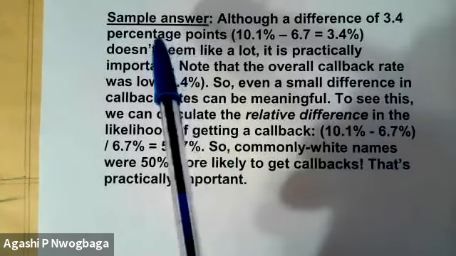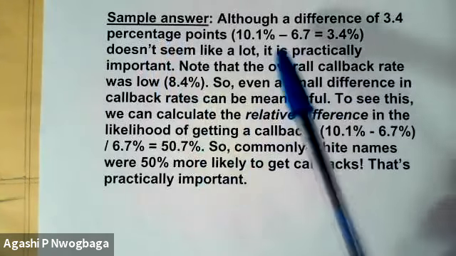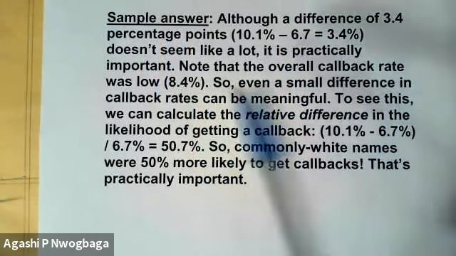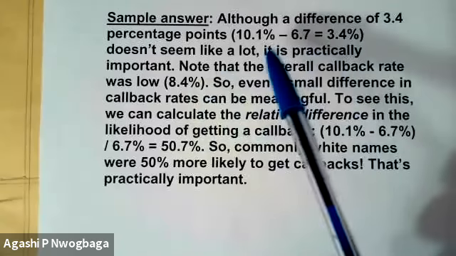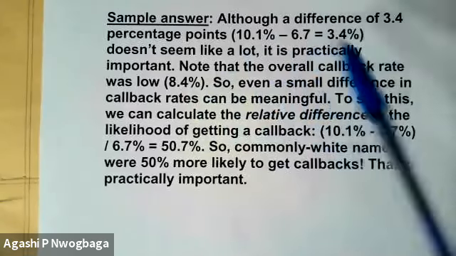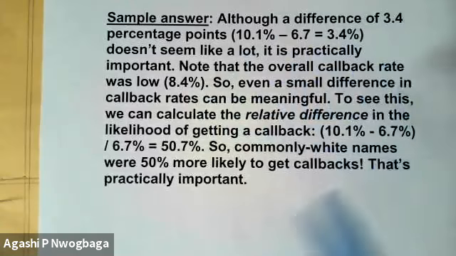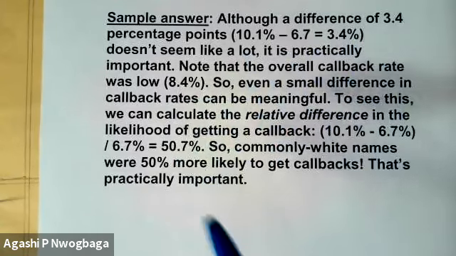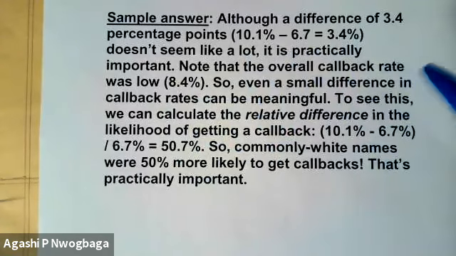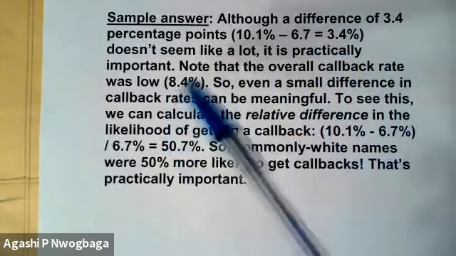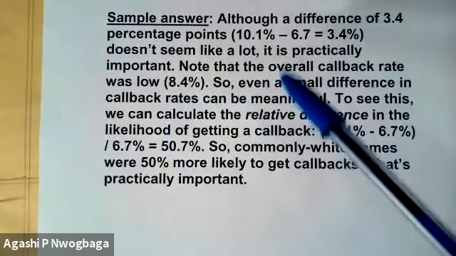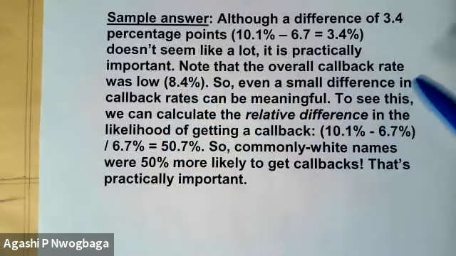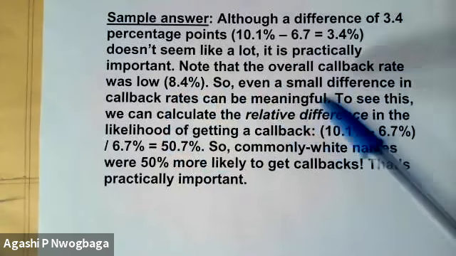This is a possible sample answer. Although a difference of 3.4 percentage points, which is 10.1% minus 6.7%, doesn't seem like a lot, it is practically important. Note that the overall callback rate was low, 8.4%. So even a small difference in callback rate can be meaningful.